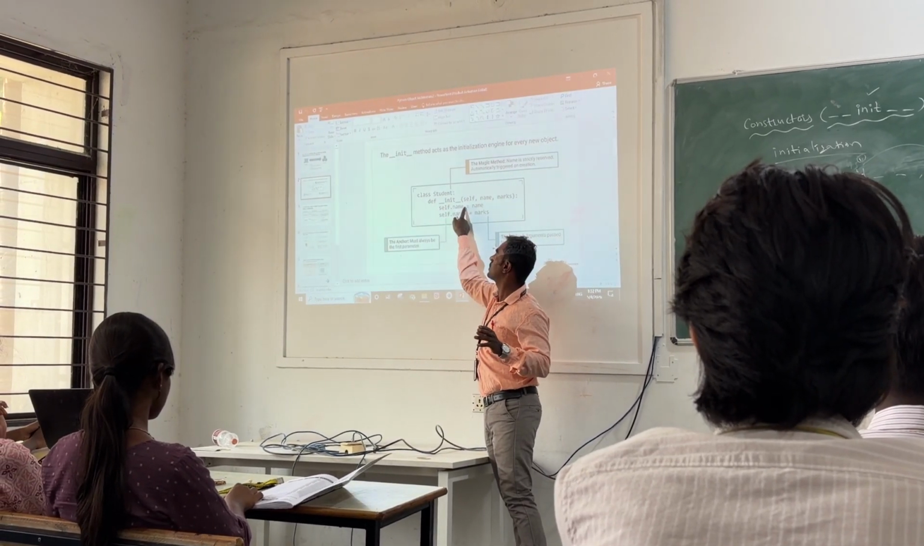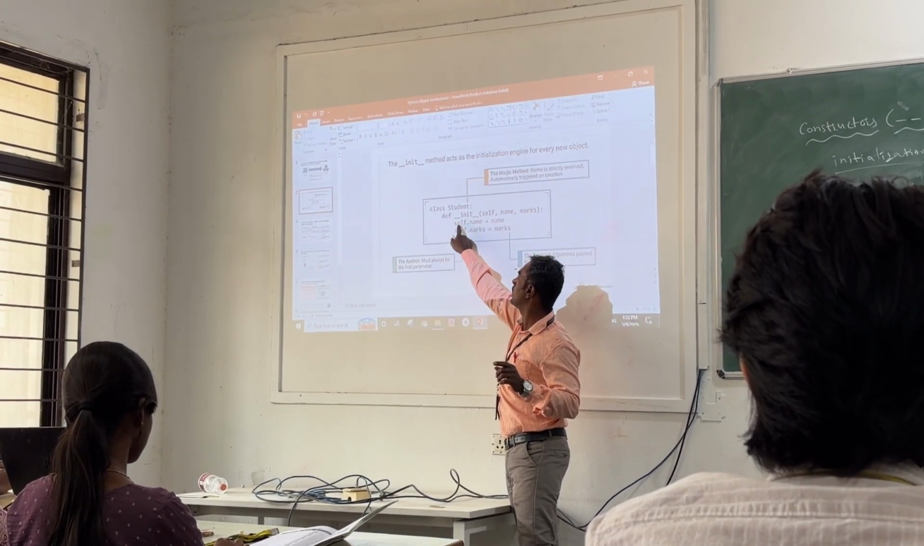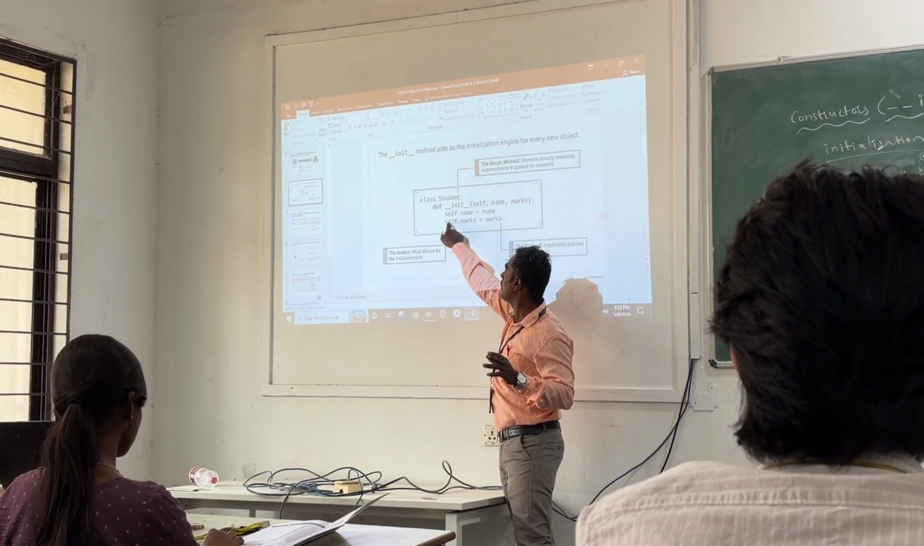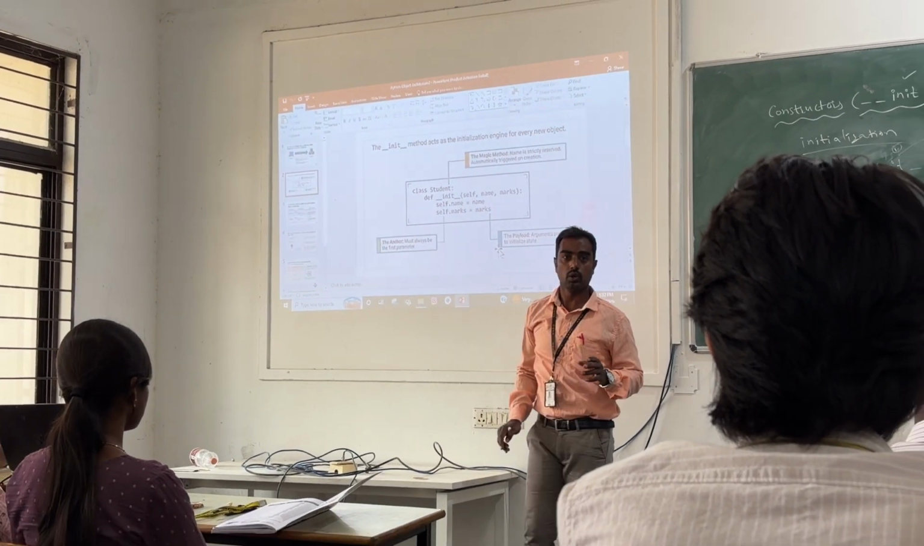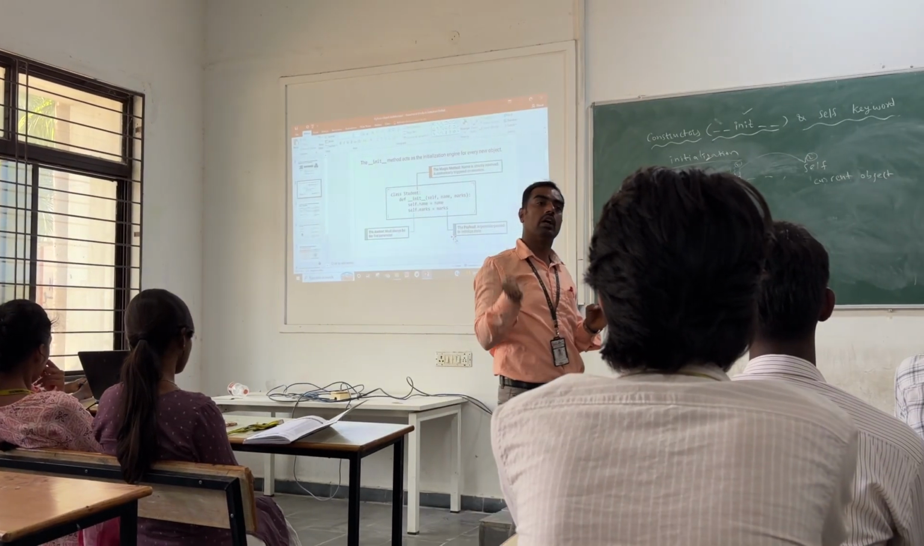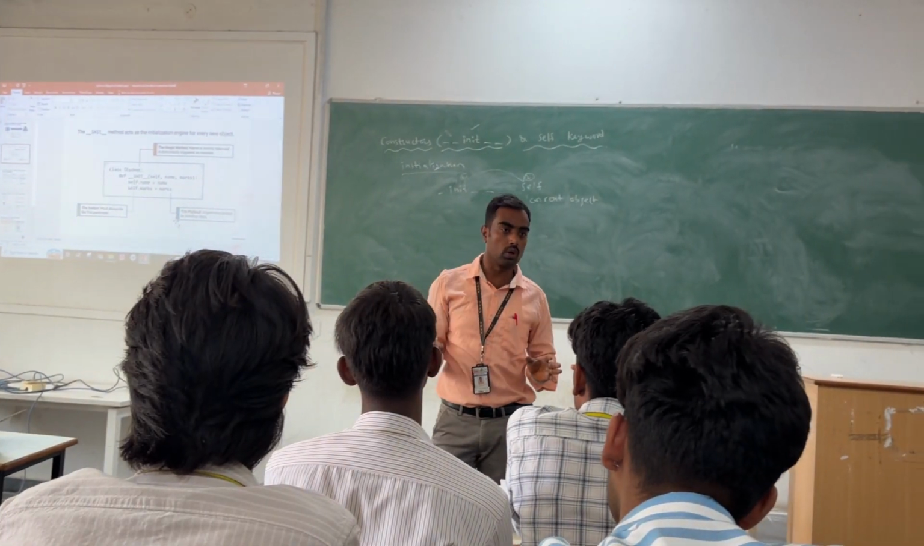So what is the first line of the object? That is the name. So here this self is related with the name, and this self is related with the marks. Okay, so like this, self is associated with the initialization for the corresponding object only.